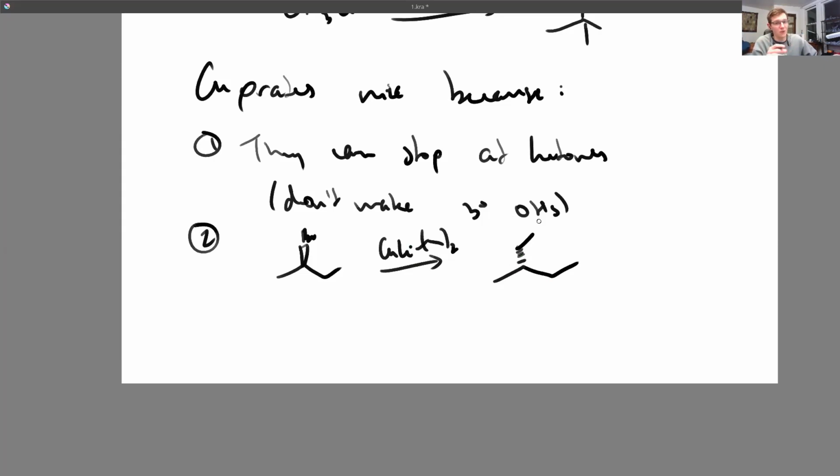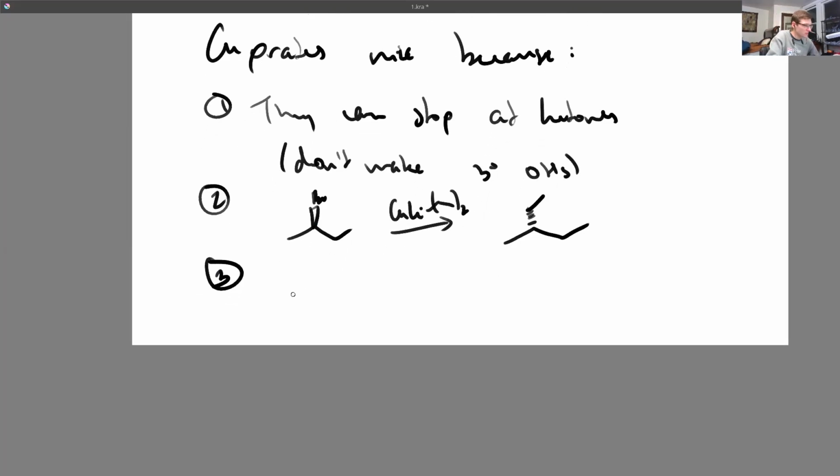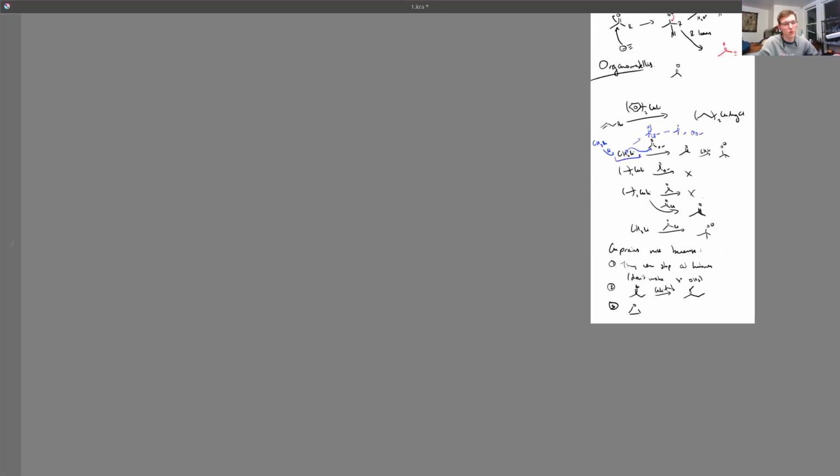You definitely can't do this with Grignards or organolithiums. Okay. And there are also some extra reactions where you could just swap these things. Before I even get into that, I should say, they're also nice because they work on epoxides, which Grignards and lithiums won't.